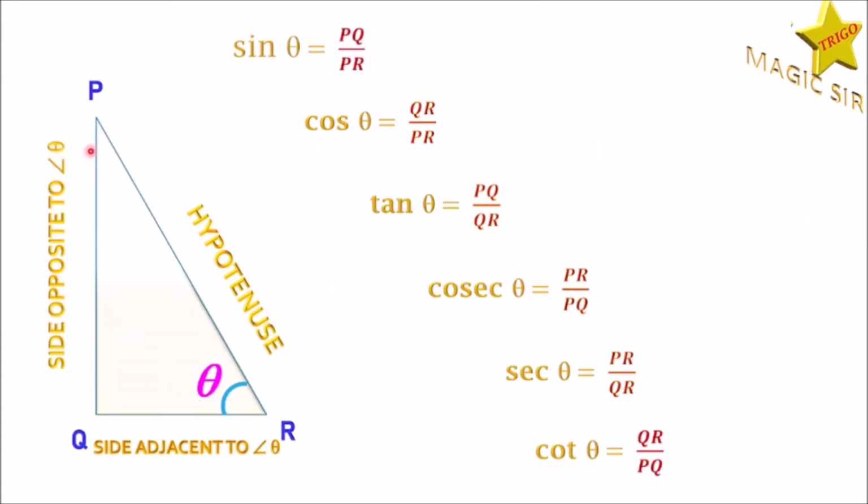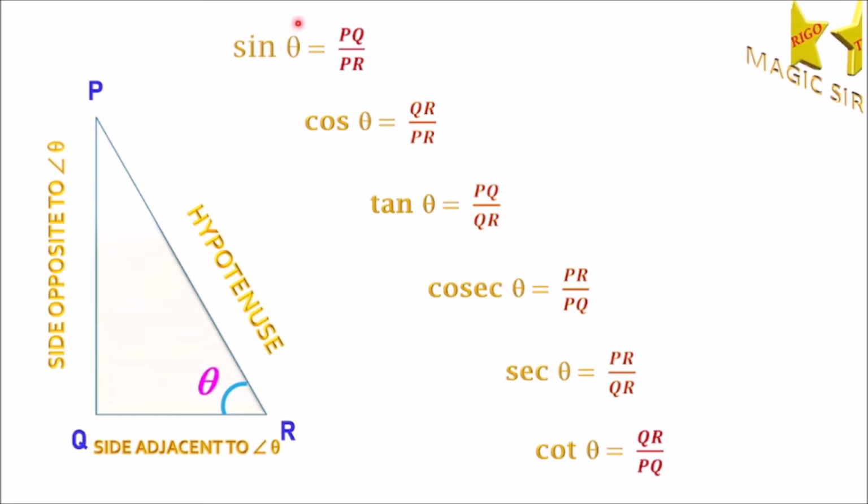Friends, we have defined 6 trigonometric ratios in my previous video. Let's take a quick look at these ratios. These are the 6 important ratios. In the right triangle PQR, measure of angle Q is equal to 90 degrees. Let angle R is equal to theta. Please note that theta is a Greek alphabet.